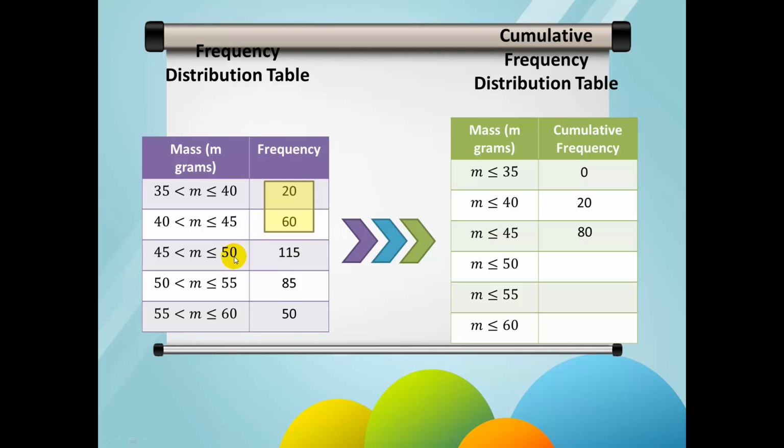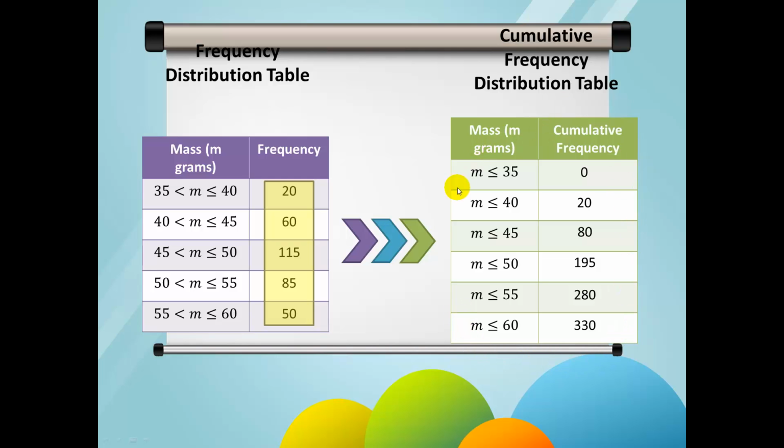For less than or equals to 50 grams, we have these 3 class intervals that satisfy the weights. And hence, by adding up, we will get a total of 195 pebbles. For less than or equals to 55 grams, we have a total of 280 pebbles. And finally, for a weight of less than or equals to 60 grams, we have 330 pebbles. And hence, this is how we convert a frequency distribution table to a cumulative frequency distribution table.